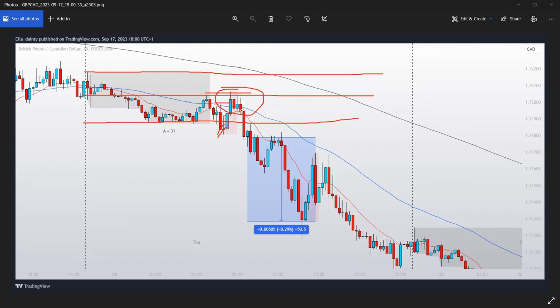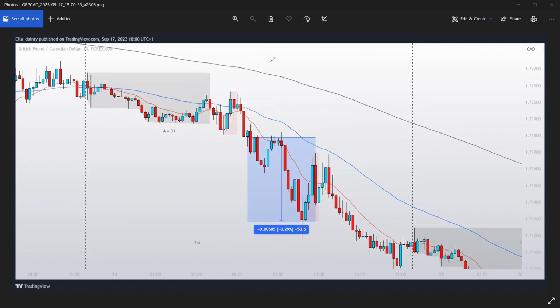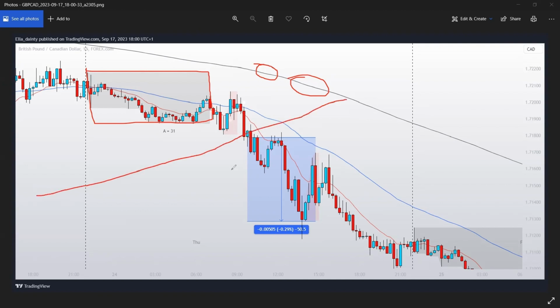Now, where are you going to enter on this? You can see that this bounces off of the 50 EMA, right? So one thing you're going to have to also keep in mind is identifying the trend. If the 200 EMA, which is this black moving average here, is above price and above this box, that means you're in a downtrend. And if the 200 moving average is below price and below this box, like if the 200 EMA was down here going like this, then that means you are in an uptrend.